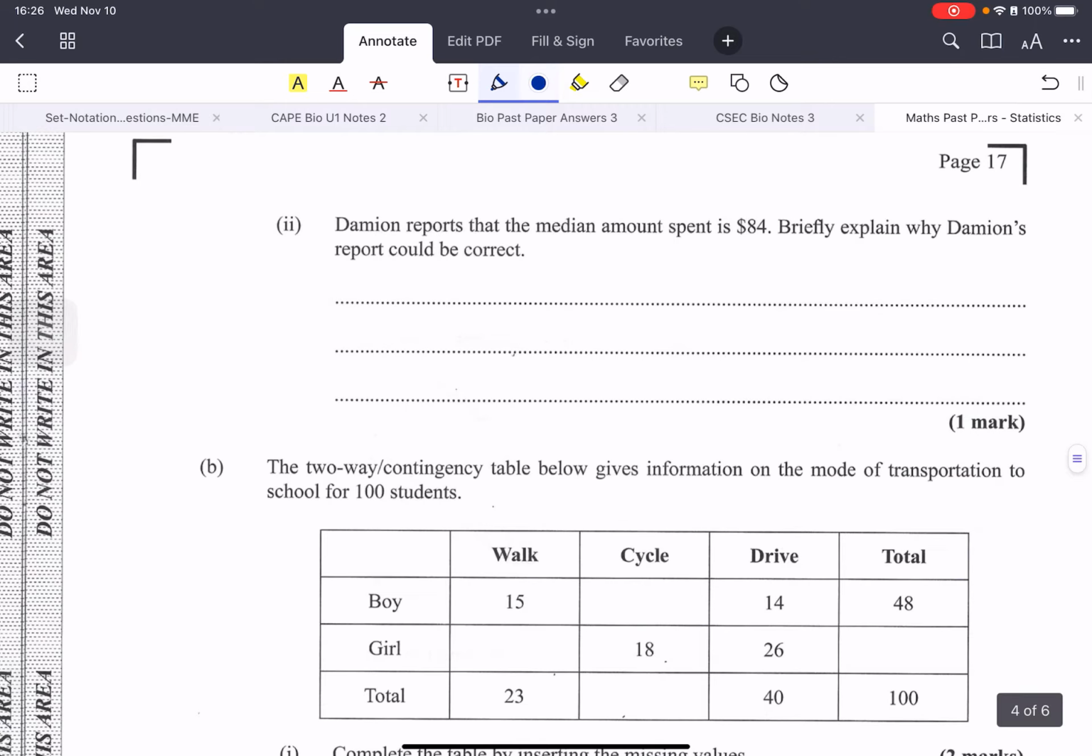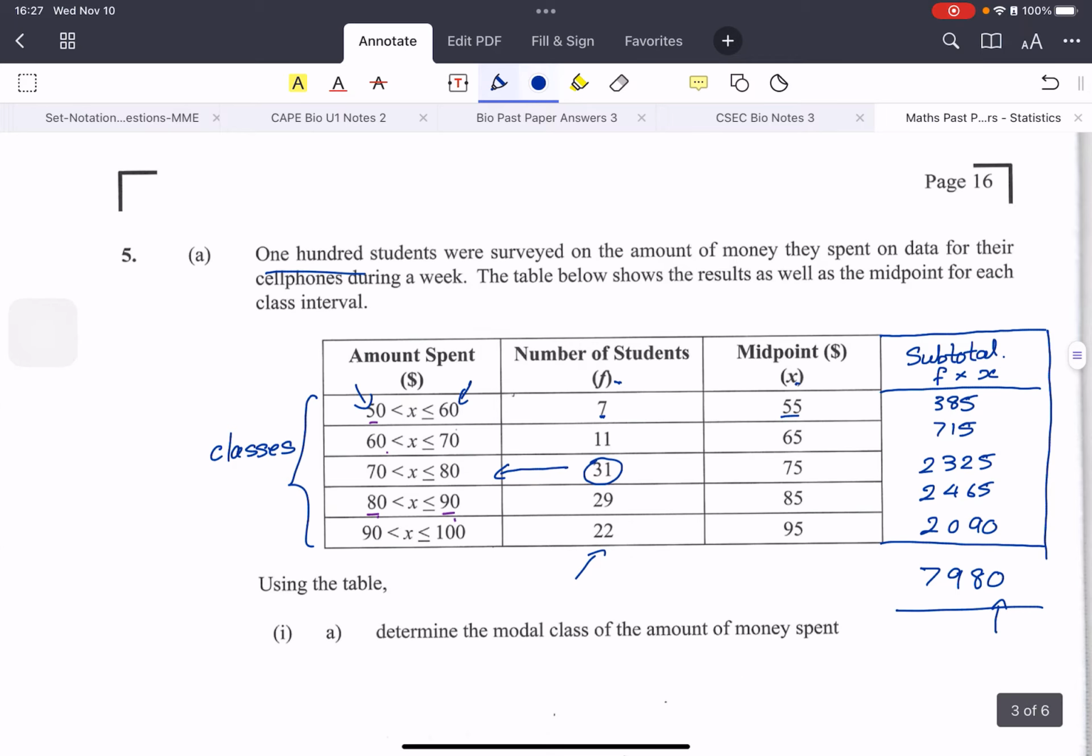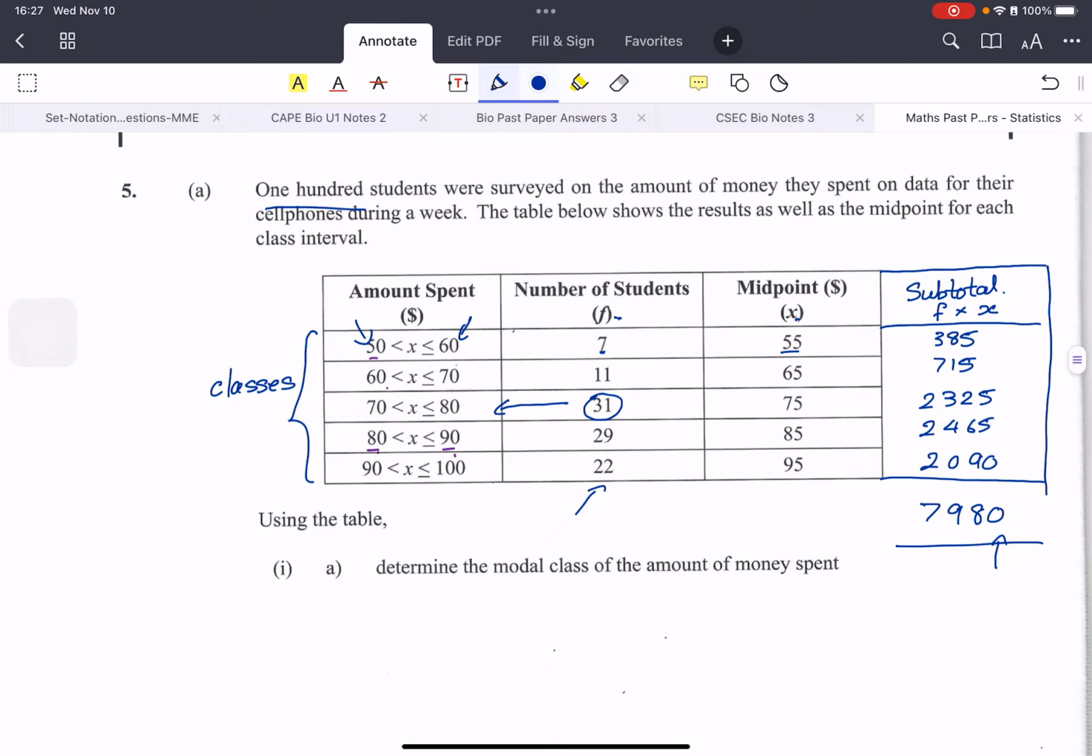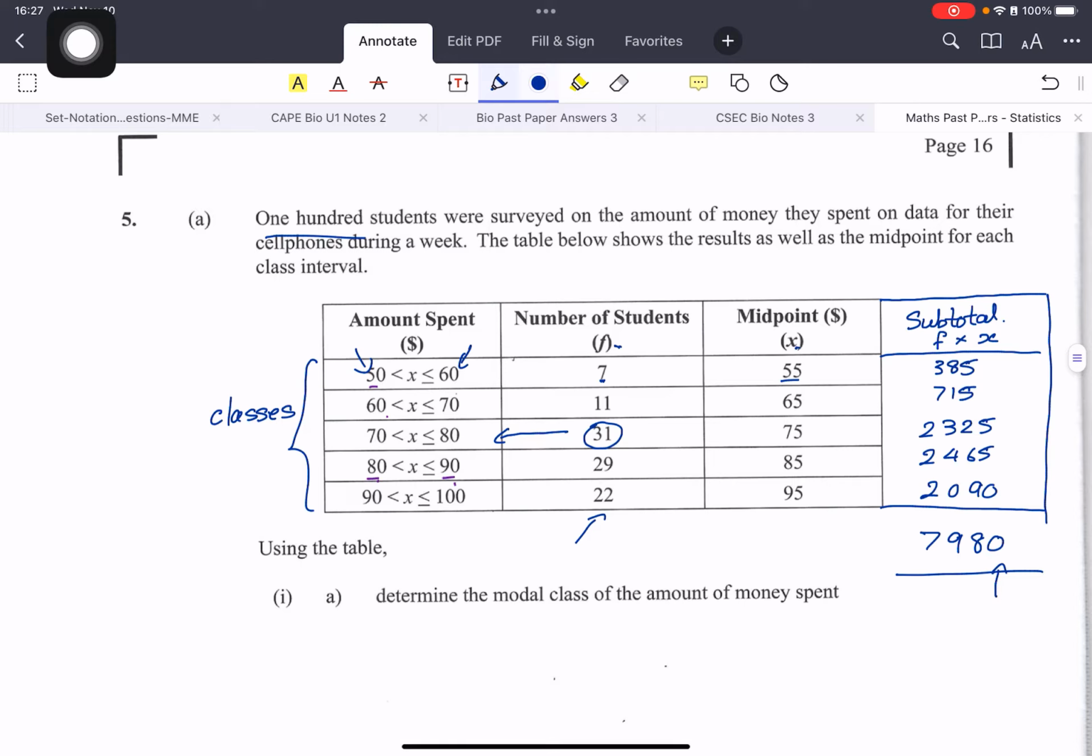So Damien reports that the median amount of money spent is $84. So we need to explain why this could be correct. So let's go back to our table. Right, so remember the median would be the middle of the 100 students, and guess what? 100 is an even number. Okay, so I'm just going to do it on the side here so we don't have to keep scrolling back and forth. Okay, I'll change the color to make sure you don't get confused. Okay, I'll just erase this here so you have some space.